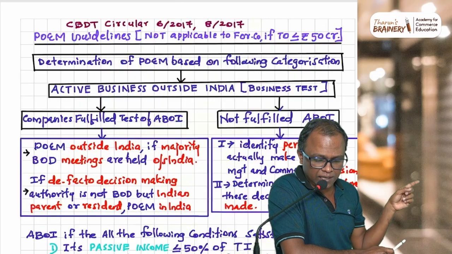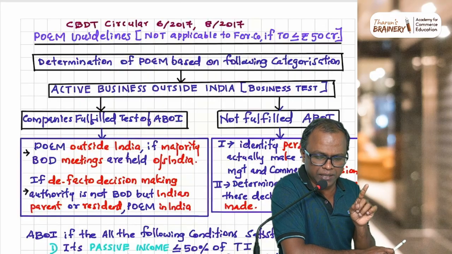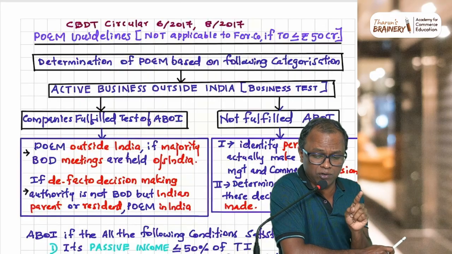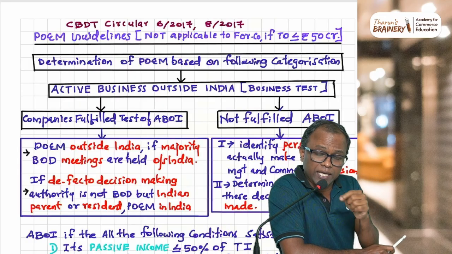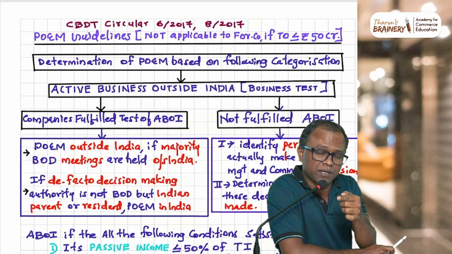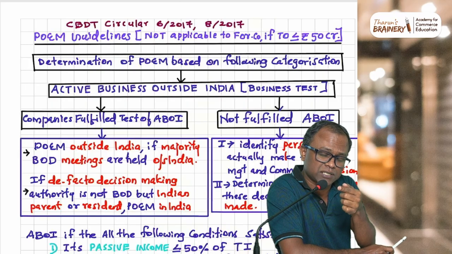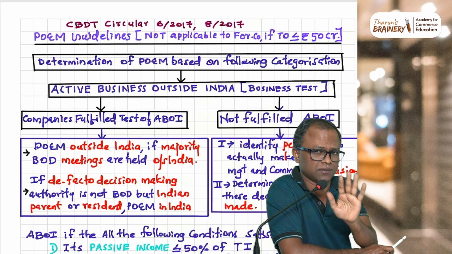So these POEM guidelines are applicable for a foreign company only if the turnover of that foreign company is more than rupees 50 crore. So then the question will arise, what will happen if the turnover of that foreign company does not exceed 50 crore? Then by default, it will be treated as non-resident.